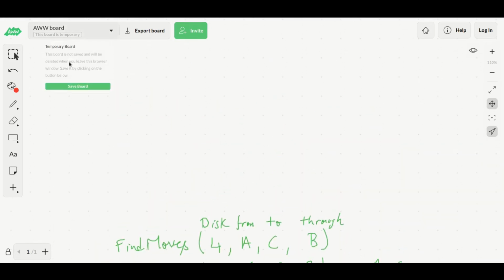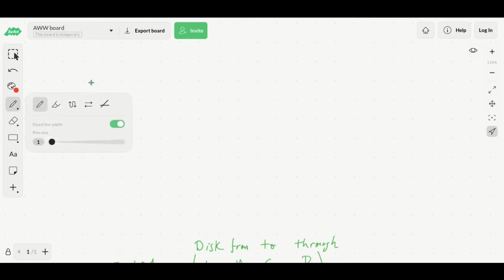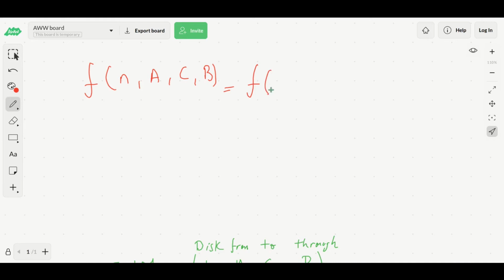So if we want to solve f of n from A to C using B, this would be equivalent to moving n-1 disks from A to B using C, and then making a move from A to C, and then again solving the problem again for n-1 from B to C using A.